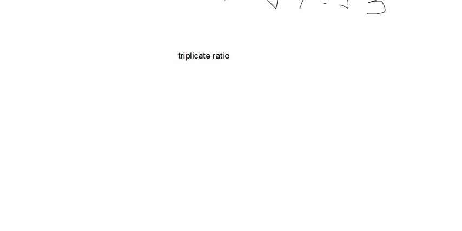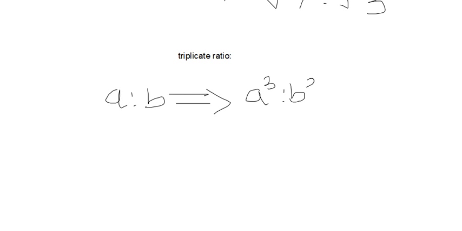For example, the question is 2 is to 3. Sir, can you write the triplicate ratio of this? Yes. That is 2 cube is to 3 cube. What is 2 cube? 2 multiplied 3 times. 2 into 2 into 2. 2 cube means 2 into 2 into 2. 3 times we have to multiply.